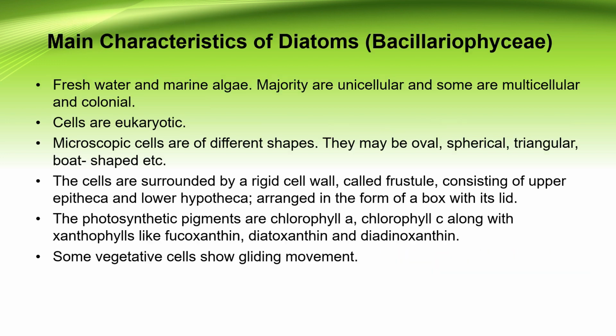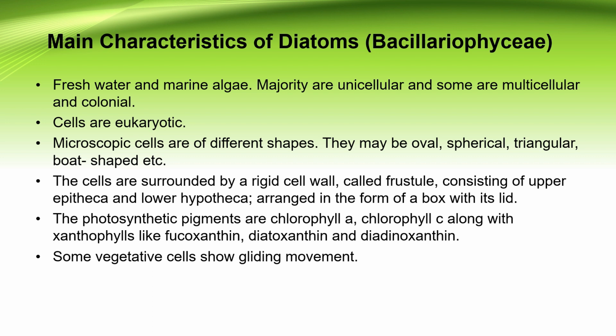So next slide. Yeah. So these are freshwater and marine algae. Majority are unicellular, while some are multicellular and colonial. And these cells are eukaryotic. Microscopic cells are of different shapes, which includes oval, spherical, triangular, and boat-shaped. The cells are surrounded by a rigid cell wall called frustule.